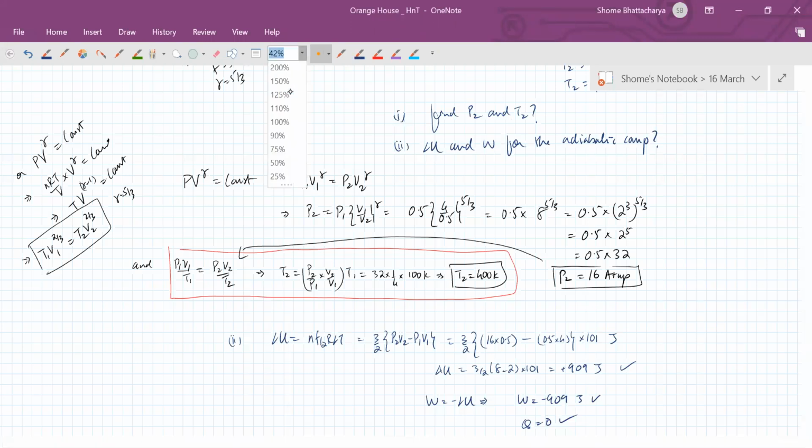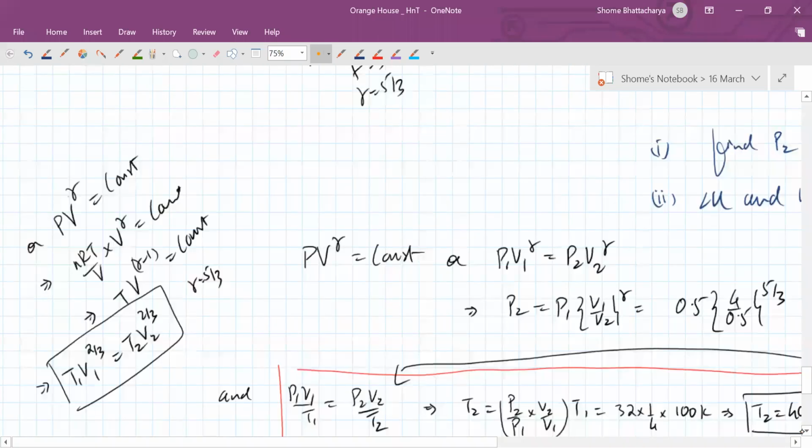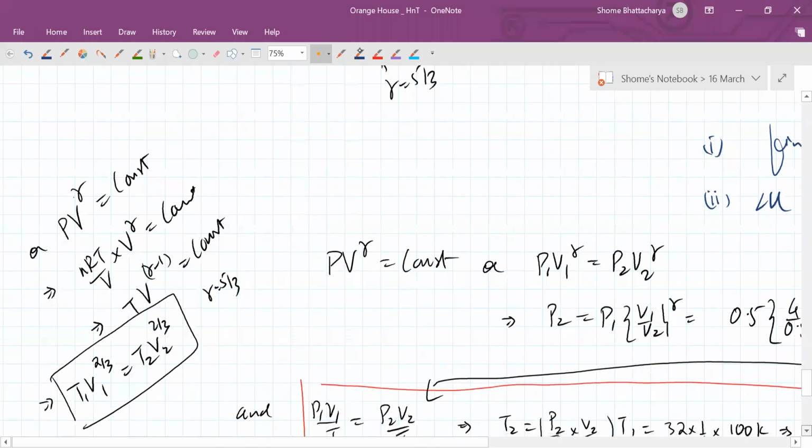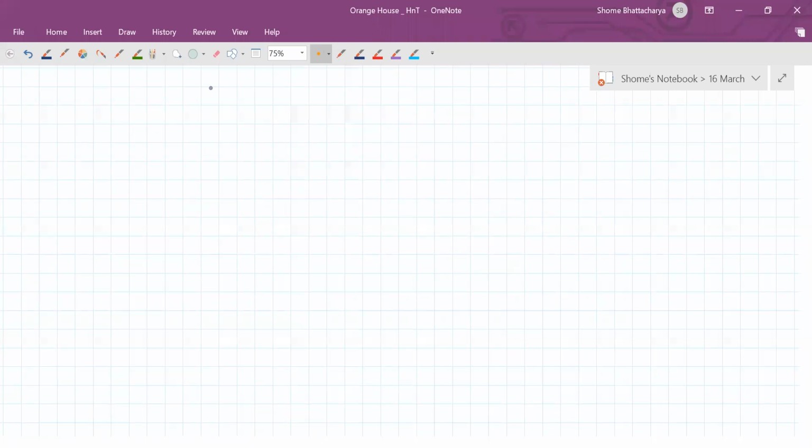Okay, so this is about adiabatic processes. Now, let's move on to the next part, cyclic process and later polytropic process.